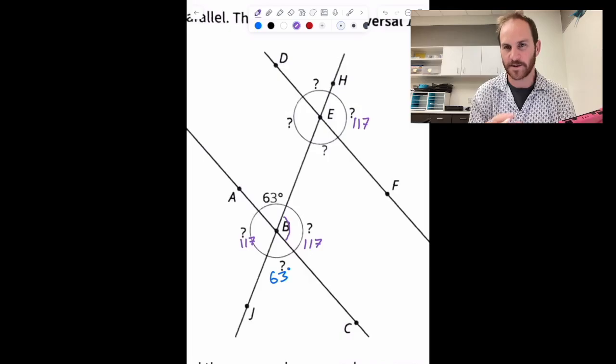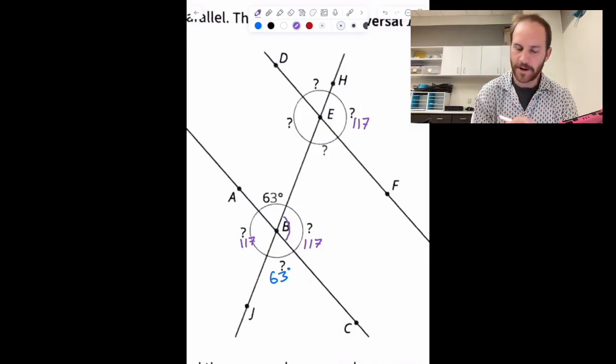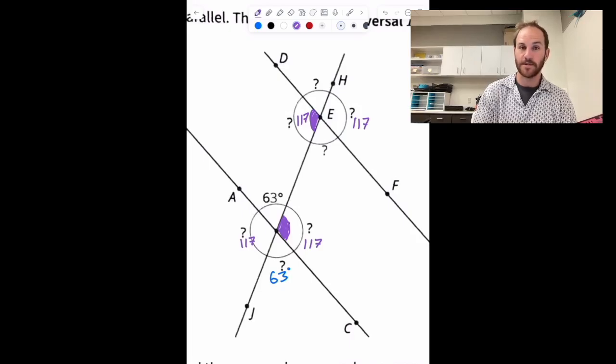All right. Also, if we look at angle B, this is where it gets crazy. It all starts to make sense, right? The alternate interior angle to angle B is this angle here. They are on opposite sides of the transversal. They're inside the parallel lines. So this also has to be 117 degrees.